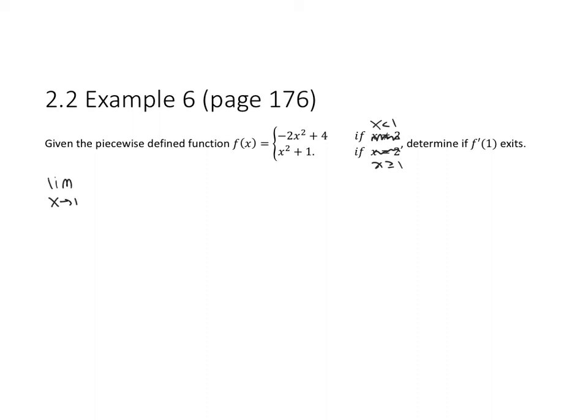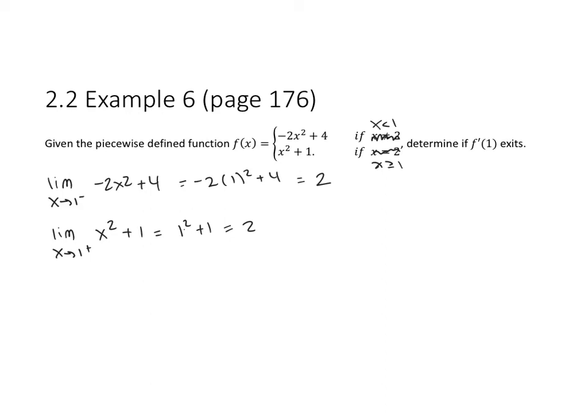So the limit as x goes to 1 from the left, we're going to be using the first function of negative 2x squared plus 4. We get negative 2 times 1 squared plus 4. It's just 2. And then the limit as x goes to 1 from the right of x squared plus 1, or 1 squared plus 1, is also 2. So yes, the function is continuous. If the function was not continuous, I could stop right there and know the derivative definitely does not exist. But since it is continuous, we're going to move on and take the derivative from each direction.